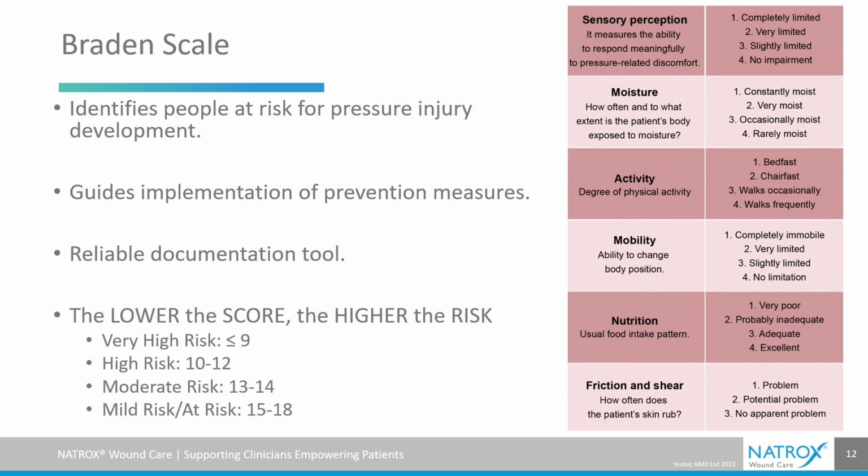High-risk patients will score from 10 to 12. Patients with moderate risk will have scores from 13 to 14, and patients at mild risk will score from 15 to 18. And you'll see the Braden score here on the right side of the slide. The Braden score will also be in your clinical protocol for your reference.